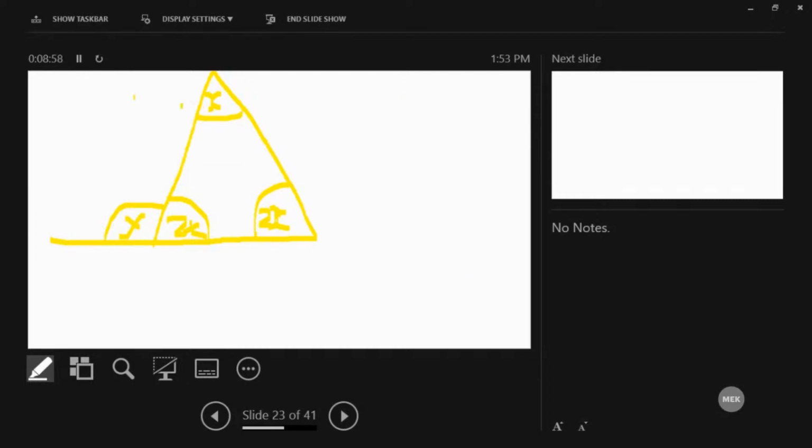So since we know that these angles are in the triangle, these three are in the triangle. Angles in a triangle add up to 180 degrees. So x plus 2x plus 2x equal 180.